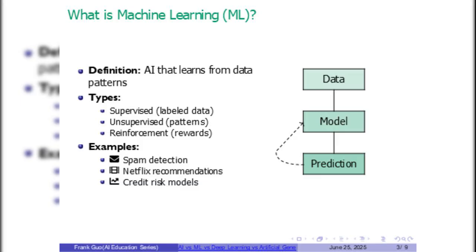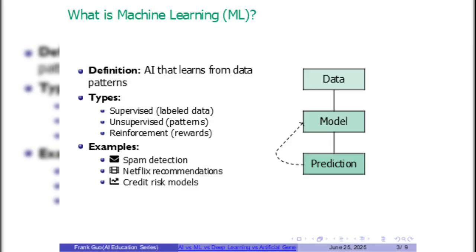Supervised learning, where we train the system with labeled examples, like showing it emails marked spam or not spam. Unsupervised learning, where the system finds patterns in data without any labels, such as grouping customers by behavior. Reinforcement learning, where the system learns by trial and error, like getting rewarded for good predictions.